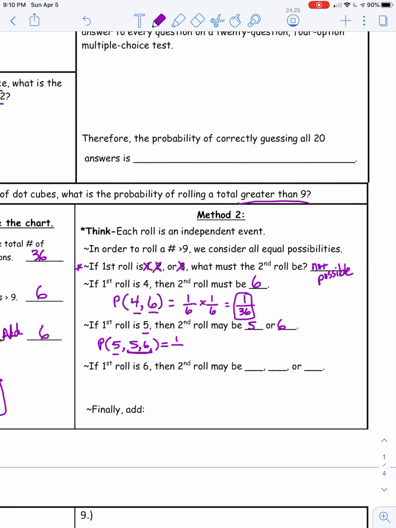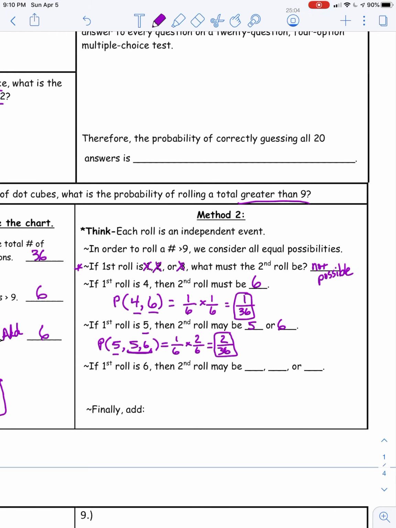Well, the first event, if I roll a 5, what are my chances? 1 in 6. My second event can be 2. And the question is, what is the probability that on my second roll or my second toss of the dot cube, I'm going to get a 5 or a 6? Well, my chances then would be 2 out of 6. So now I can multiply that, and I'm going to get 2 out of 36. That can be reduced, but I'm going to leave it as a 36, and I'll show you why in just a moment. So please leave that as a 36.